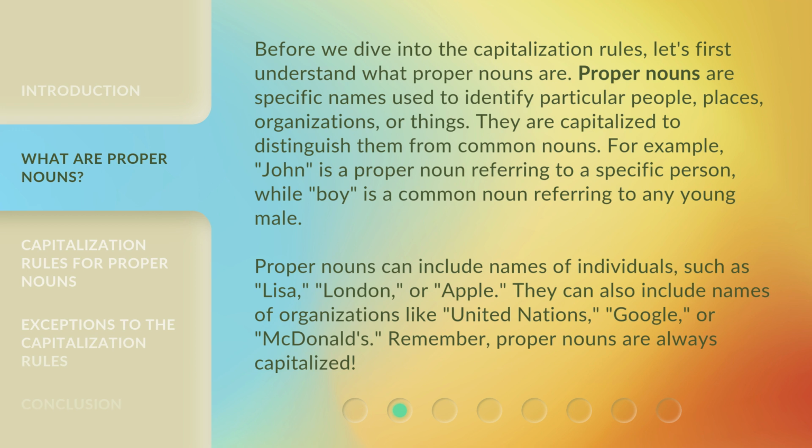any young male. Proper nouns can include names of individuals, such as Lisa, London, or Apple. They can also include names of organizations like United Nations, Google, or McDonald's. Remember, proper nouns are always capitalized.